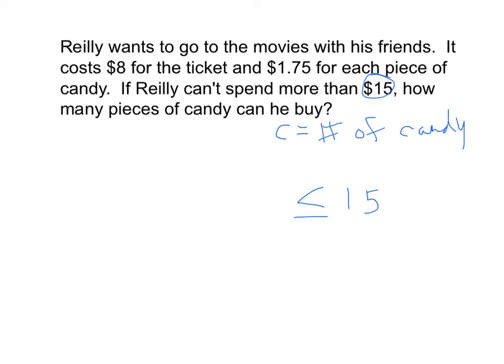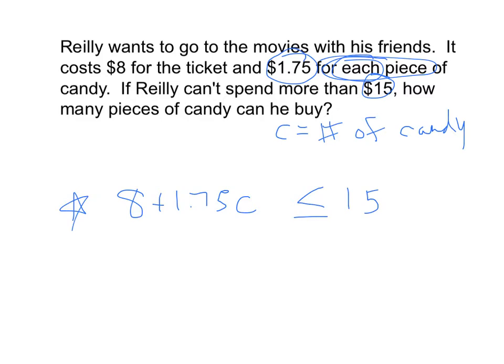Okay, now we know that the ticket cost itself is $8. He only pays that once. But if he wants to spend for the candy for each piece, that again, each piece, per, those words tell me it goes with the variable. So plus $1.75 for each piece of candy. That is our equation right there for our inequality.